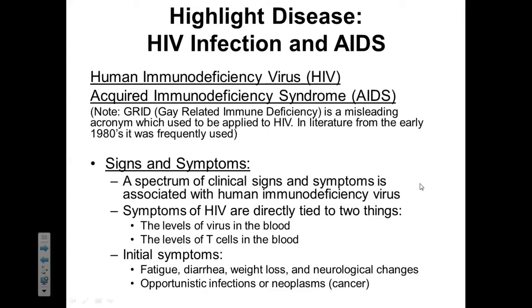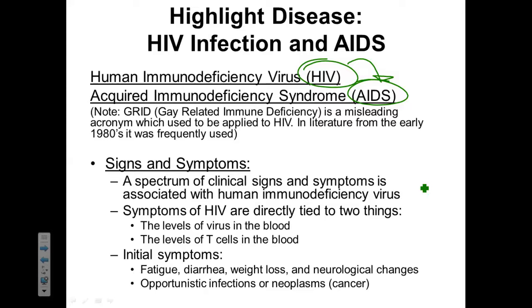Hi class, another highlight disease covered in the cardiovascular system is HIV/AIDS. HIV stands for human immunodeficiency virus, and AIDS stands for acquired immunodeficiency syndrome. Generally speaking, the pattern is first a patient contracts this virus, HIV, and then over a period of time, their white blood cell count goes down, and eventually they develop AIDS. The moment someone becomes infected with HIV doesn't mean they instantaneously have AIDS. It takes a little bit of time.